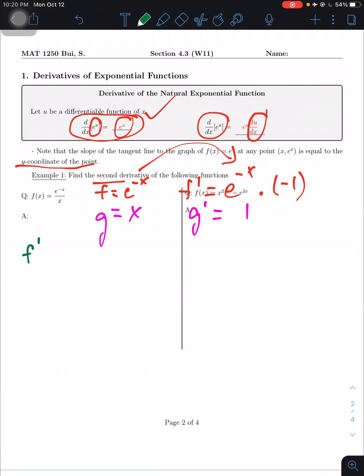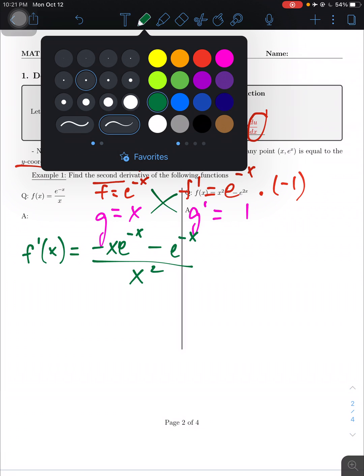So then f prime of x equals f prime times g. This cross in here means we're going to get negative x e to the negative x, minus, as part of the quotient rule, f times g prime, which is 1 times e to the negative x, which is e to the negative x. That is what it is for the first derivative, right? And then, wait, I forgot the bottom. It's everything over g squared, which is x squared, right? So this is it, and now let's talk about the second derivative.